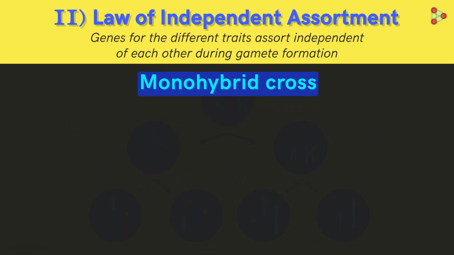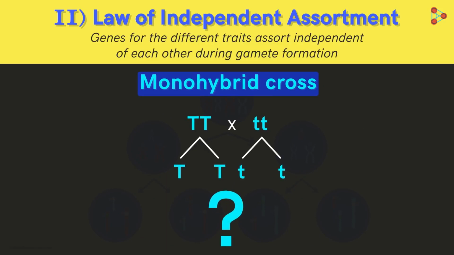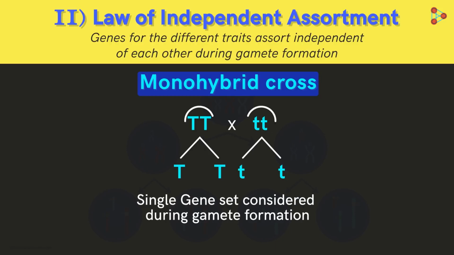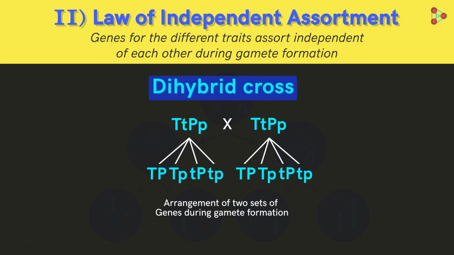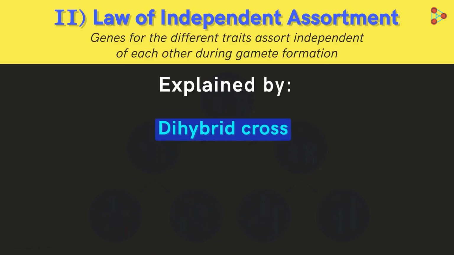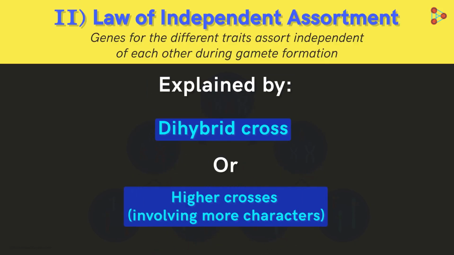If it's a monohybrid cross, then there will be no independent assortment of the different alleles. And why is that so? That's because we are considering only one character at a time. So we will be dealing with a single gene set. And thus, this law is best understood when there are more than one character studied at a time. This is nothing but the dihybrid cross or higher crosses which involve more characters.